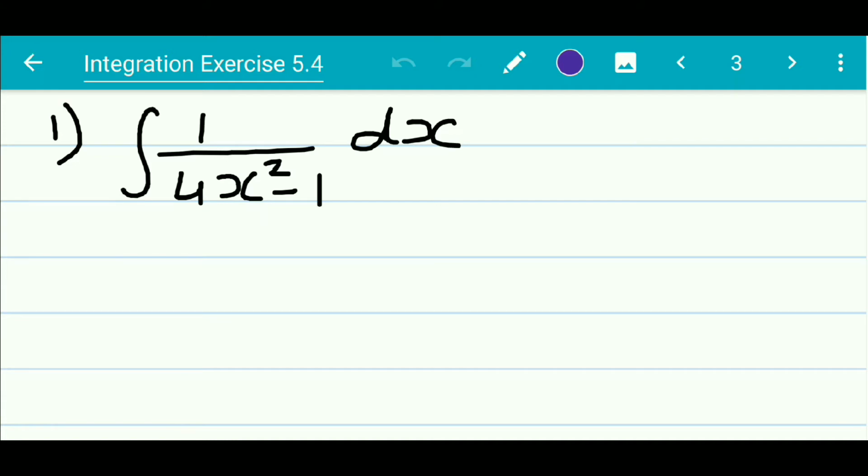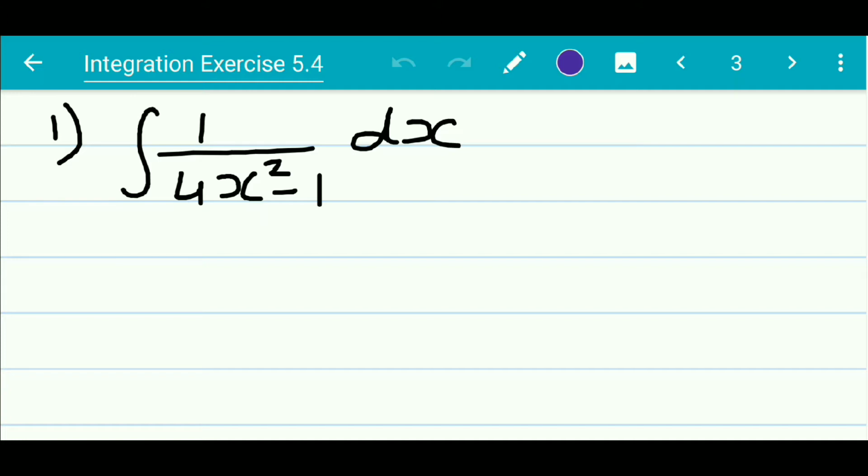I hope you have learned those formulae properly. Okay, so we begin with exercise 5.4, the first sum. The question is integral of 1 upon 4 x square minus 1. Even if you have not understood the formulae, it's okay because by the time you do many sums of this type, you will know the formulae automatically. So the first sum: 1 upon 4x square minus 1 dx.